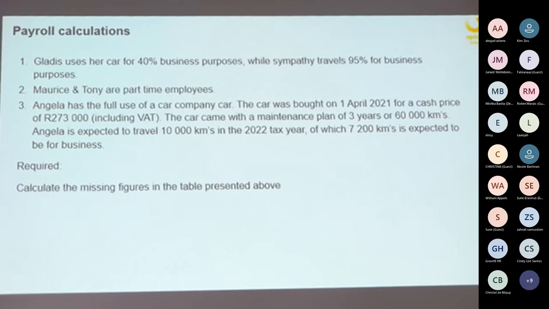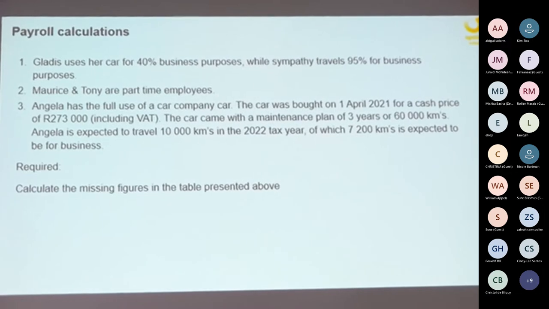Gladys, 80%, and 20% will be taxed for Sympathy because she's already used 80% of her travel. Okay, guys, like my student here in class said as well, all of you got it right. Gladys will be taxed 80% and Sympathy will be taxed 20%.